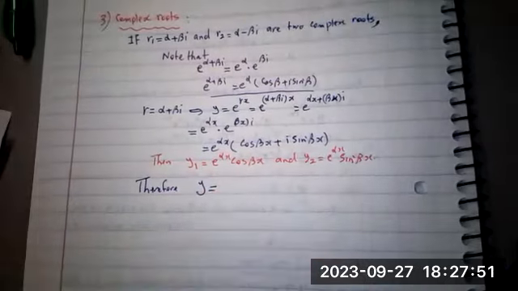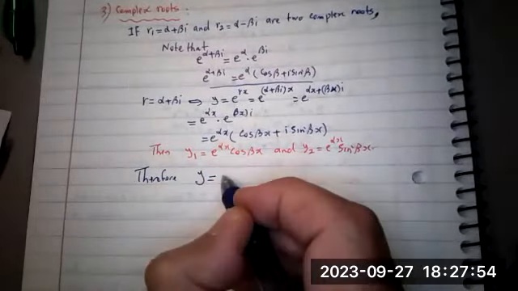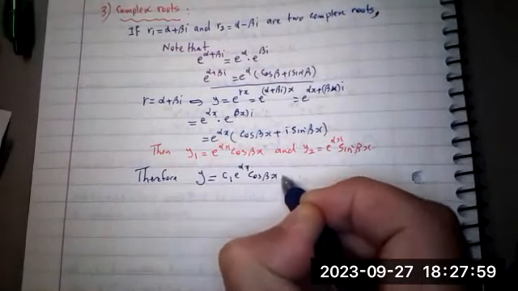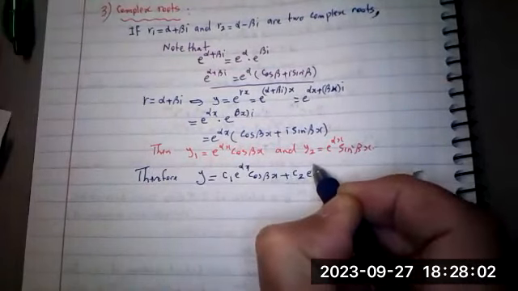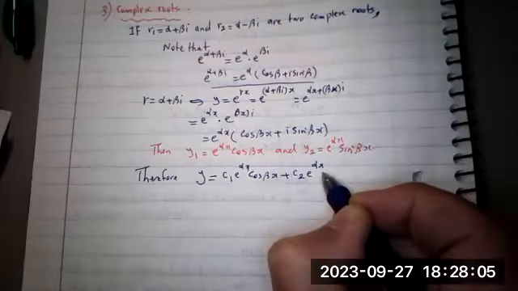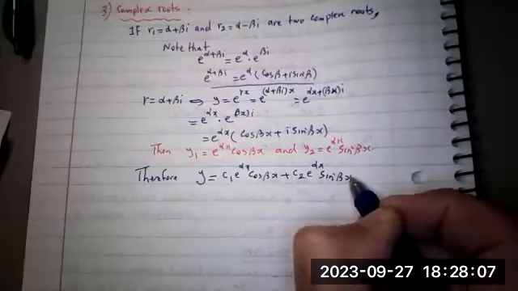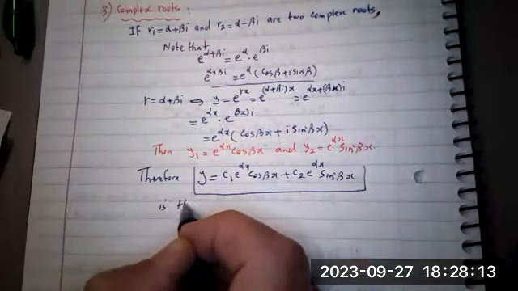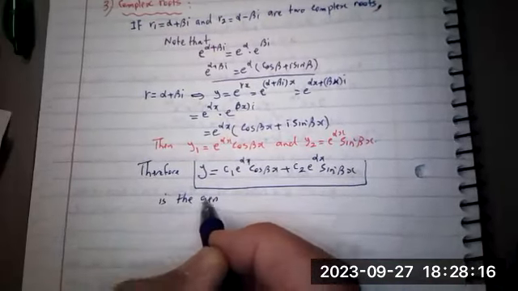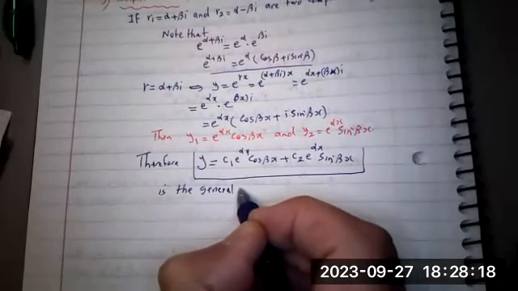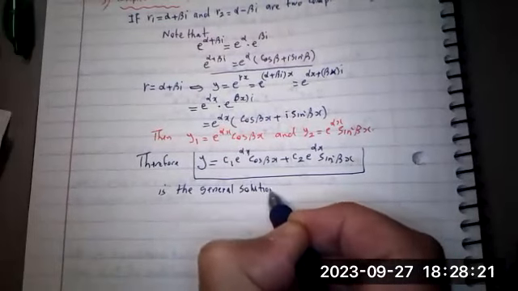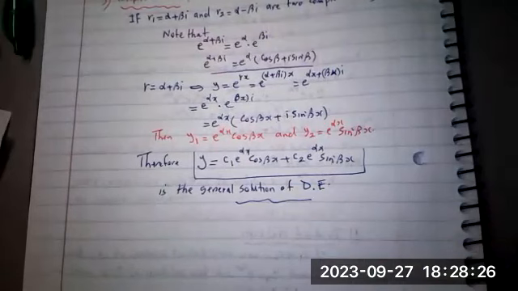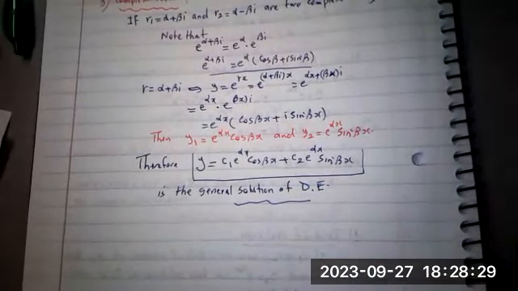y equals c1 y1 plus c2 y2. It's going to be c1 e to the alpha x cosine of beta x plus c2 e to the alpha x sine of beta x. So this is going to be the general solution of the differential equation. That's it, three different cases.